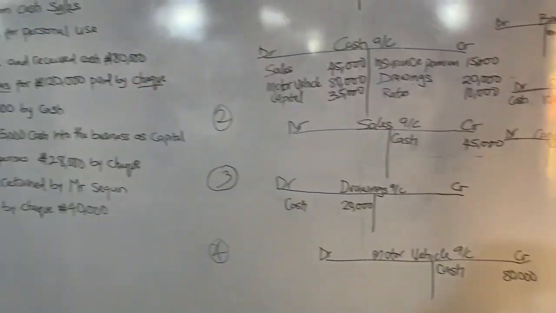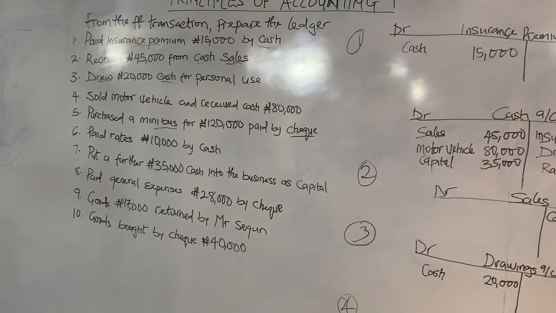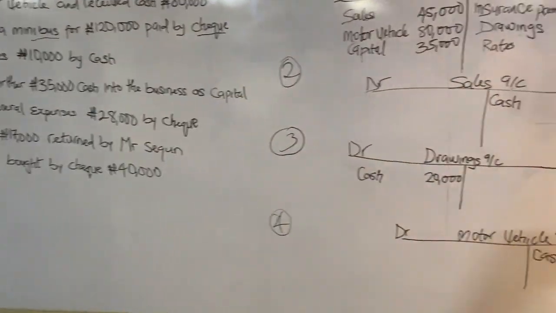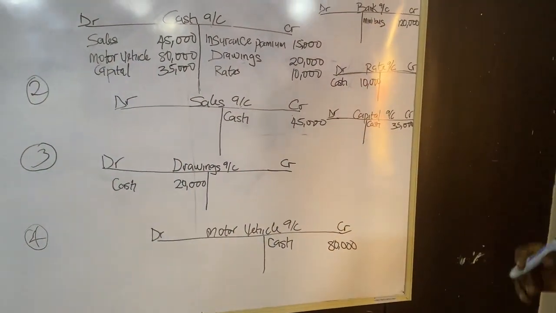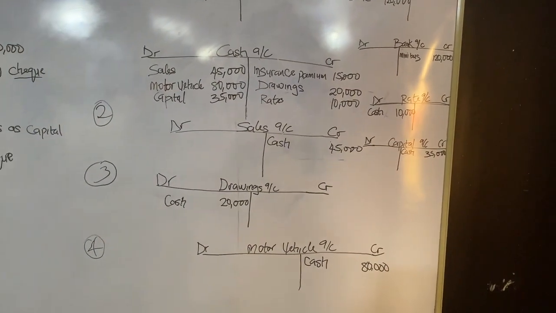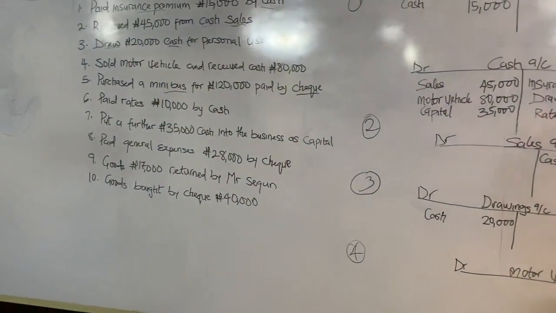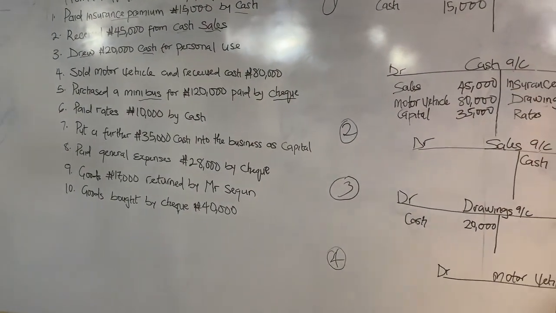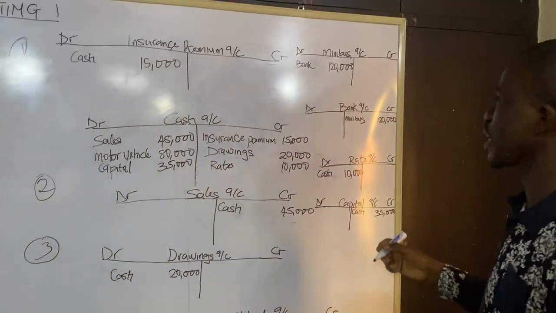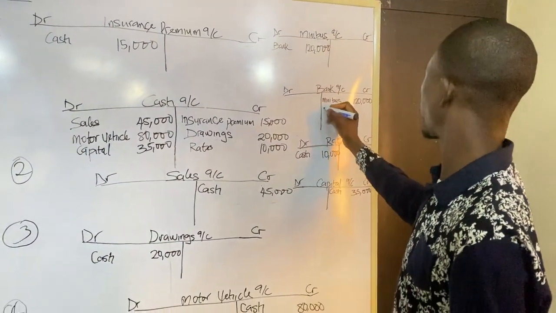Number 8, paid general expenses by check. The two accounts affected are general expenses and the check, which is bank. So one is reducing in value, one is increasing in value. Your general expenses has increased by 28,000 naira, while your check you paid has reduced in value. When you talk about check, we're talking about bank. So because of that, for general expenses, we still maintain the bank account.